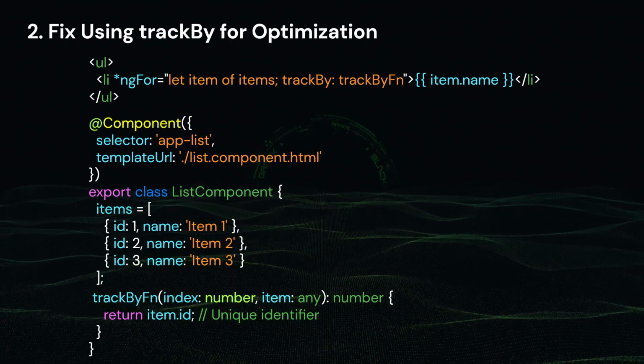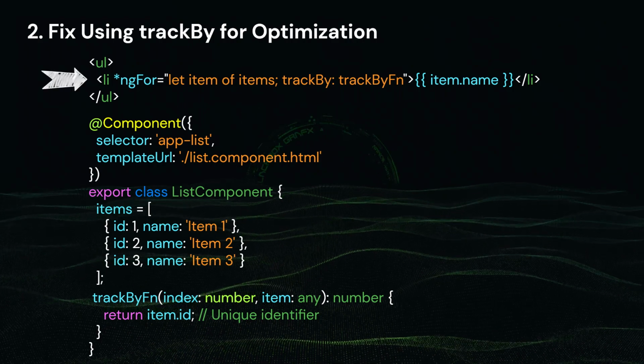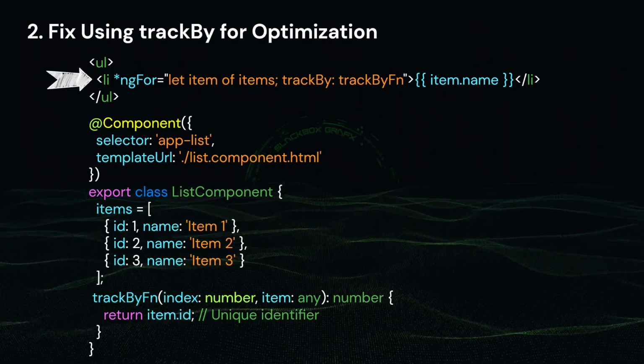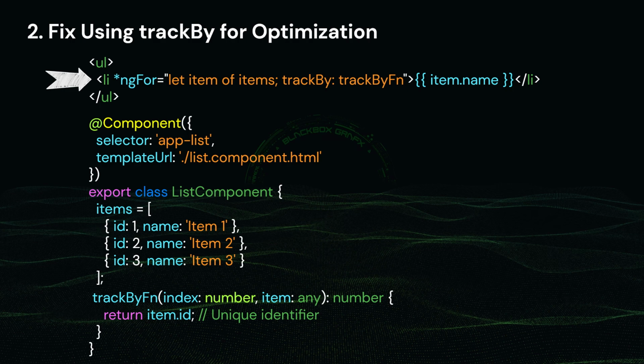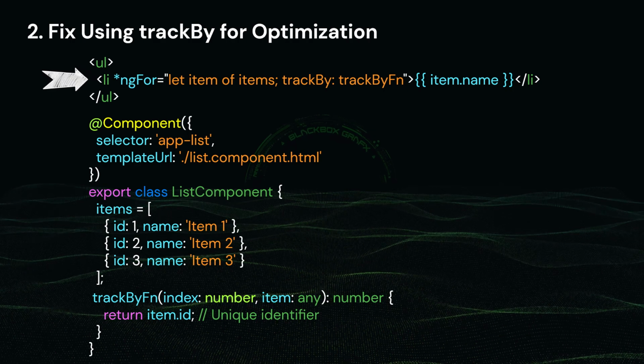Let's understand HTML code first. The trackBy function is added to ngFor, helping Angular track items by their unique identifier. This prevents Angular from re-rendering unchanged items, improving performance.